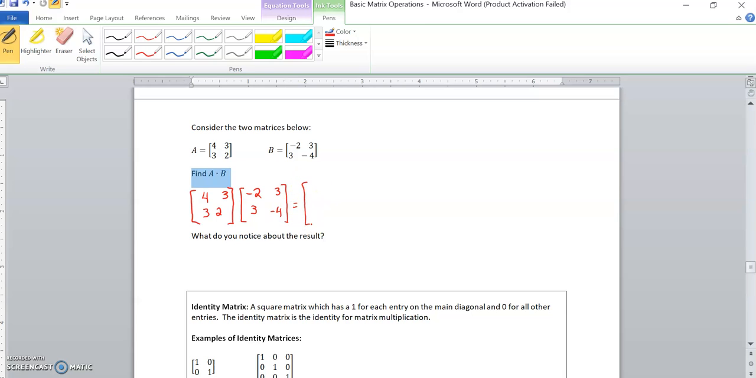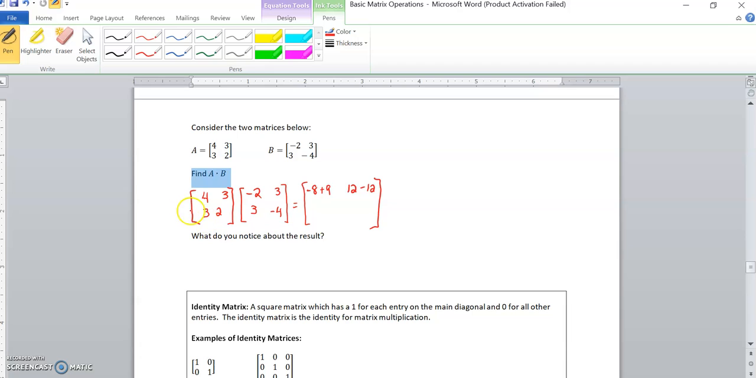All right, so remembering we take our first row and our first column, and we're lining them up when we say 4 times -2 plus 3 times 3. So -8 plus 9. And then first row, second column, we take 4 times 3 plus 3 times -4. That's 12 minus 12.